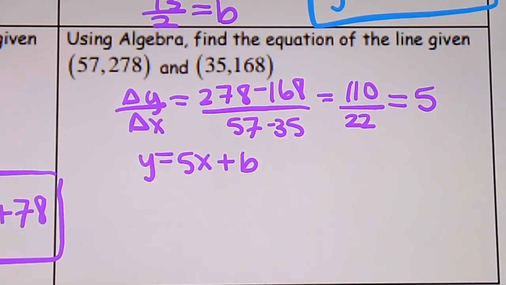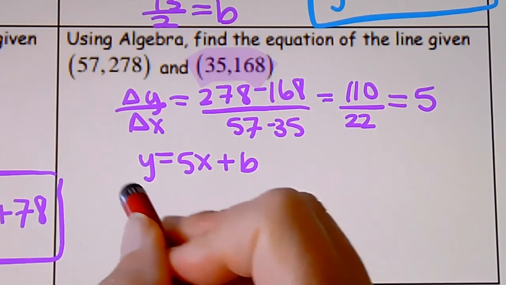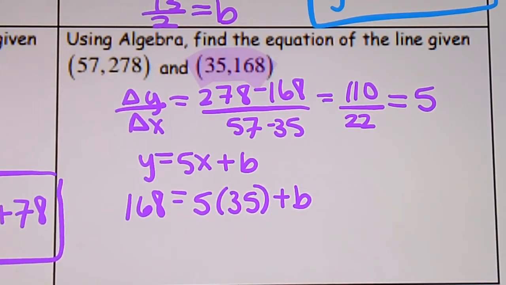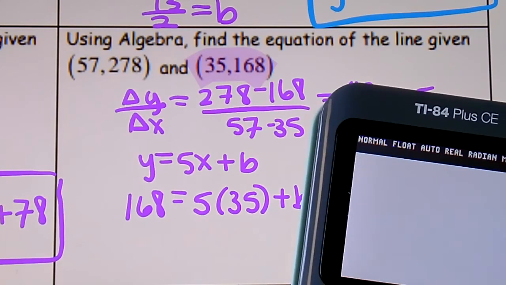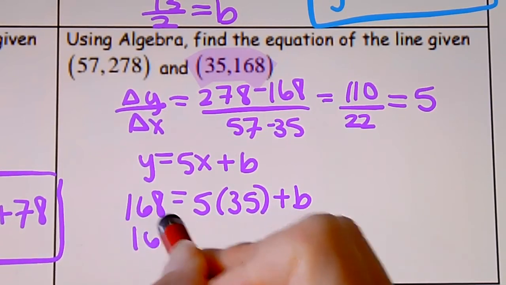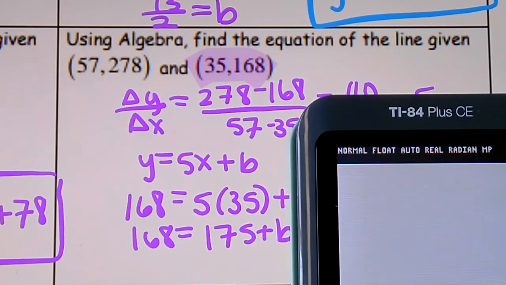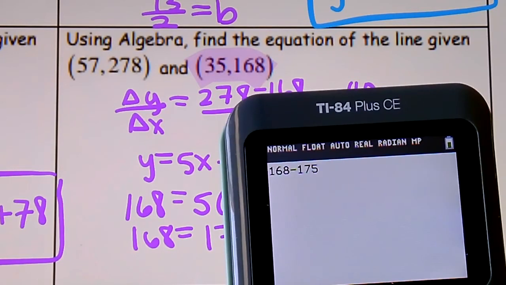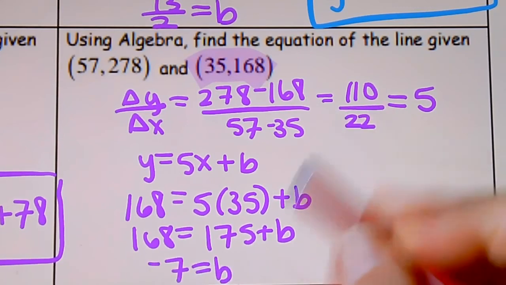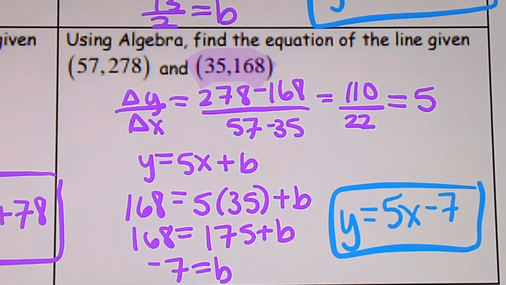And then I need to figure out which point I would prefer to use. I'm leaning towards this one, okay? Again, it doesn't matter. So 168 is equal to 5 times 35 plus b. 5 times 35 is 175. So I'm going to get 168 is equal to 175 plus b. I'm going to be subtracting 175 from both sides, okay? 168 minus 175, and I get -7. So -7 is equal to b. So my equation is y equal 5x minus 7. Nice simple equation for those big numbers that we have.